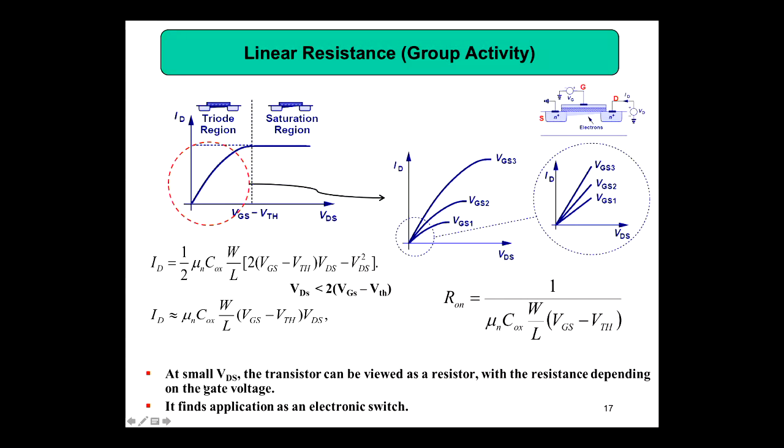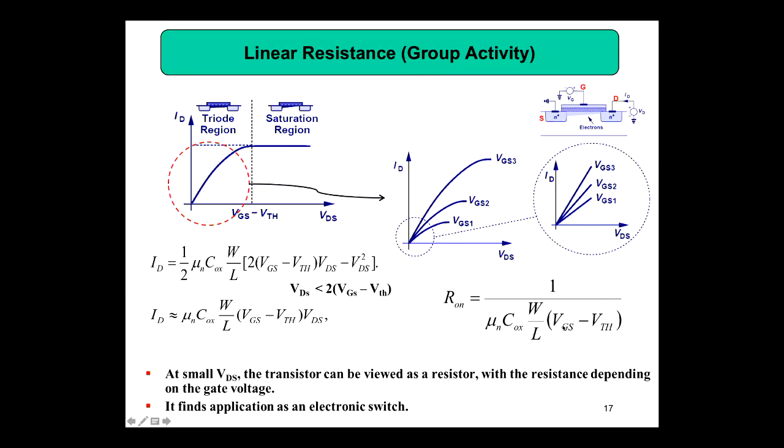At small VDS, the transistor can be viewed as a resistor, a voltage dependent resistor, with the resistance depending upon the gate voltage, which we already discussed. It finds application as an electronic switch. So here, if you look at this one, this has a very good application. Why? Because this is the value of on resistance. Then when your VGS equals VTH, what is the on resistance?